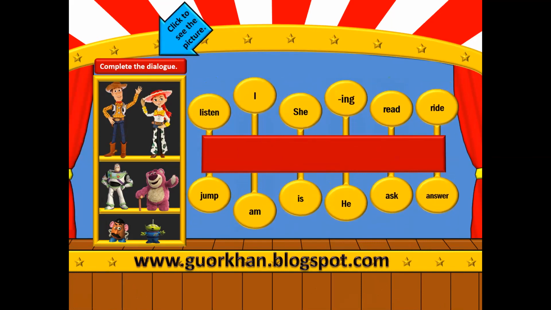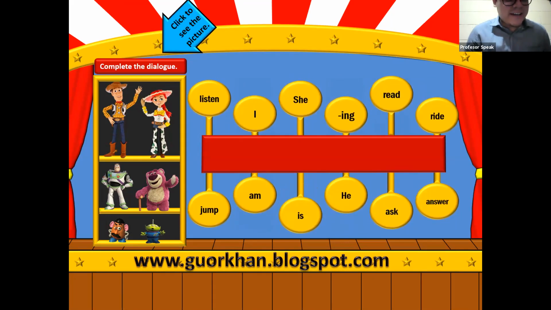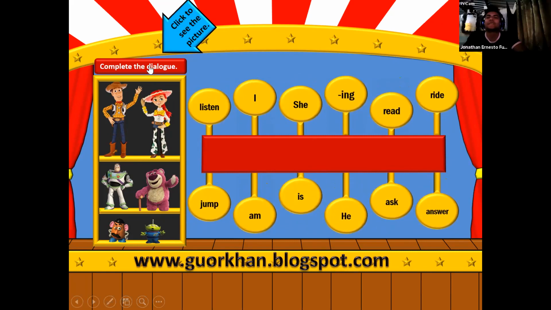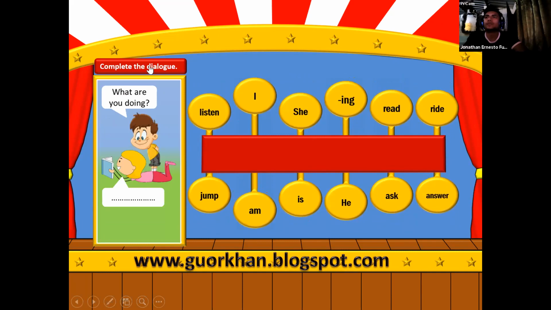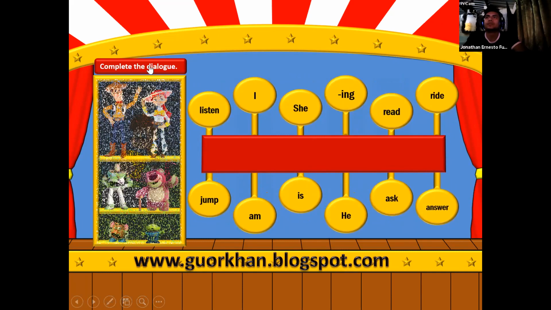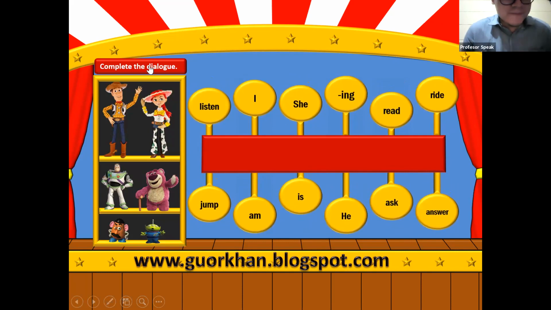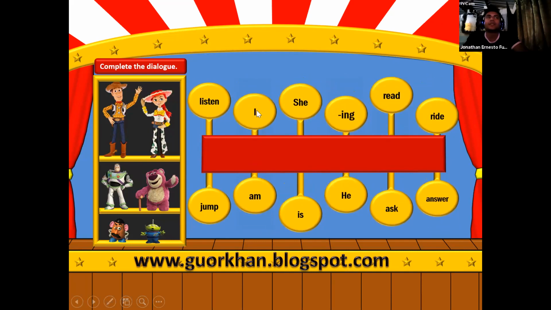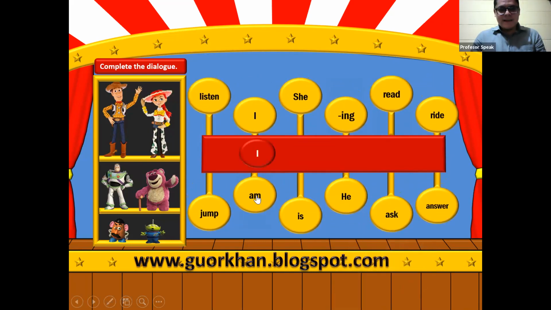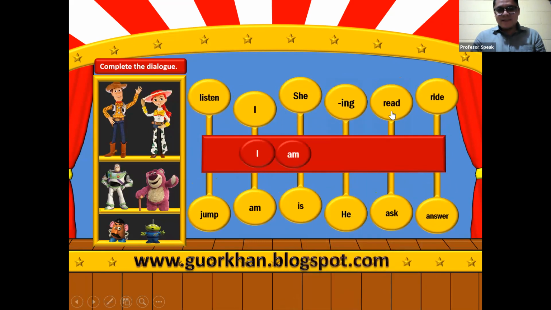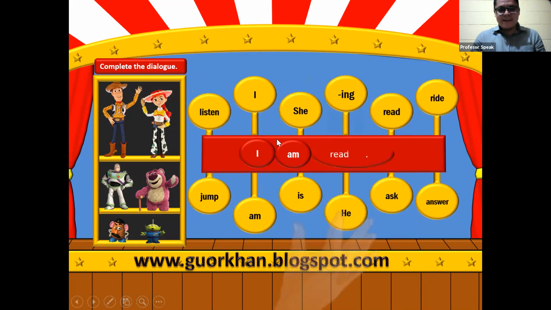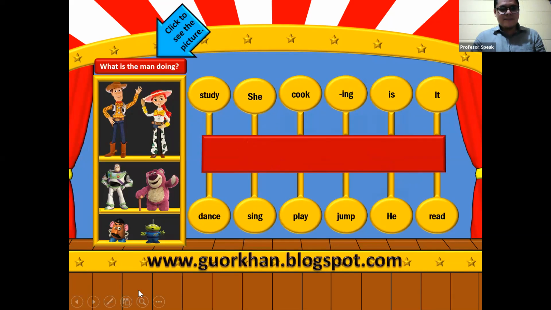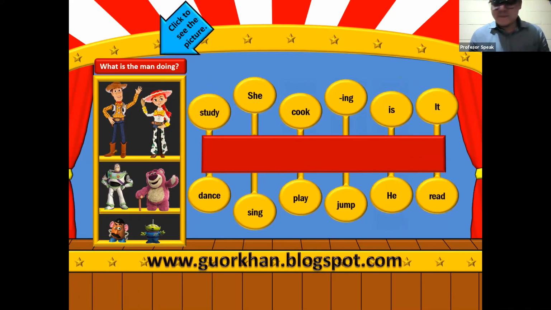Okay, Jonathan. Complete the dialogue. Are you ready? All right, give me the answer. I'm reading. Okay. Your victim, Jonathan, is Brian.